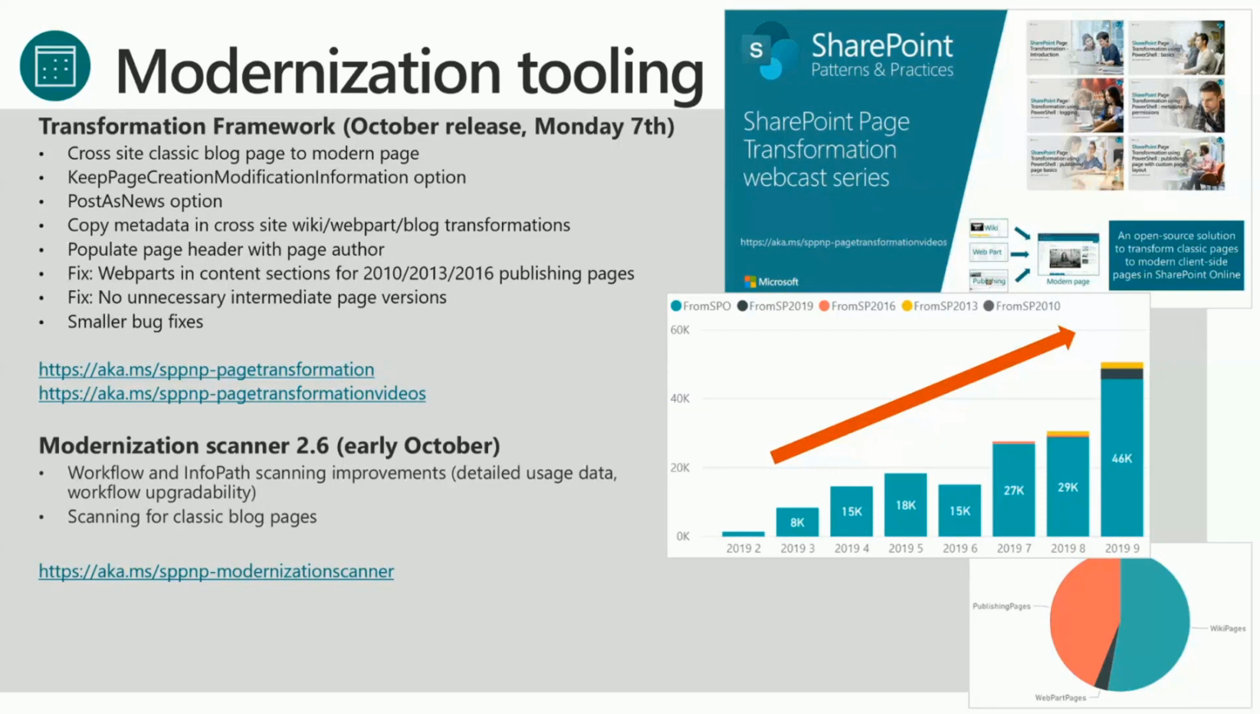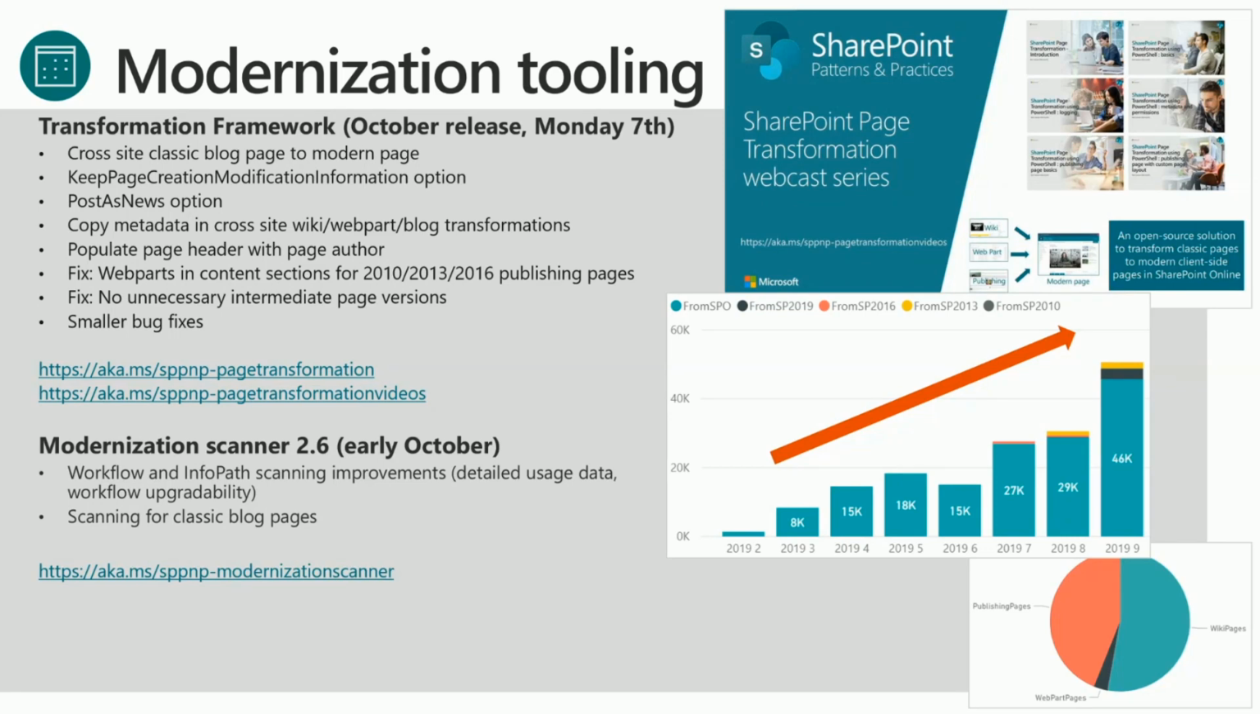We have two new options. One, to keep the page creation modification information, essentially keep the author, editor, modified date, and created date from the original source page and stamp that on the target page. There's also an option to post the page as news, so really handy. If you want to have it as news, then you simply provide that flag.